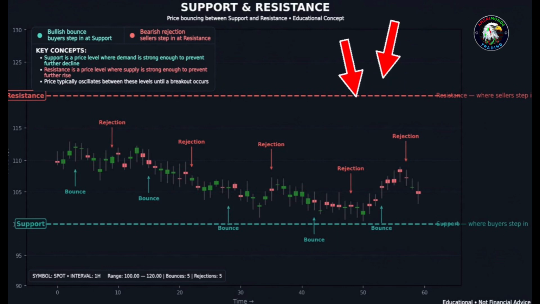The red line at the top is resistance. This is the ceiling. Every time price goes up to this ceiling, sellers step in and price gets rejected and falls. Price has memory. It remembers these levels. Your only job as a trader is to find where this floor and ceiling is. In the next 7 minutes, I will show you exactly how to draw them correctly and how to trade them with my 4H profiling C1-C2-C3 system.